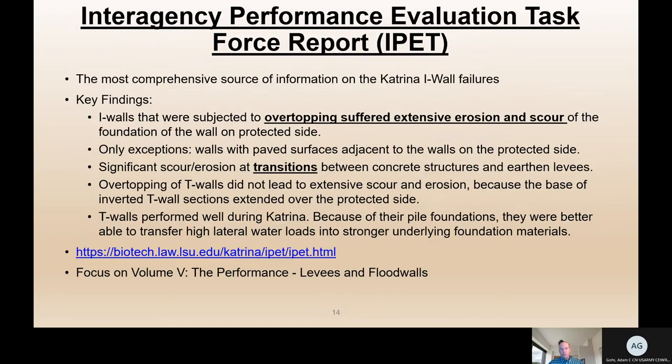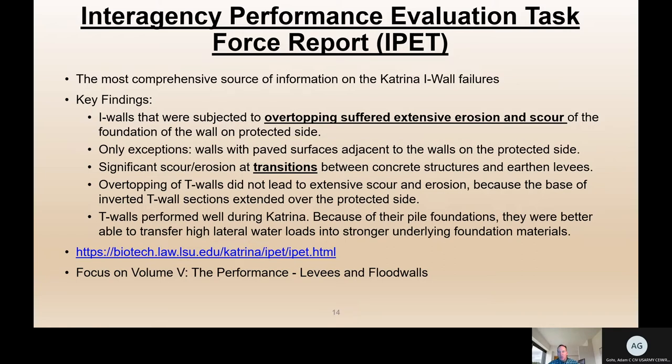So if you're doing some sort of risk assessment for a levee that has an I-wall, you really need to become familiar with the Interagency Performance Evaluation Task Force report, or IPET report, written over a number of years after Katrina by a collection of organizations that included the Corps of Engineers, but also academia, non-governmental organizations. It had a series of findings, but the key findings were those overtopping, extensive erosion and scour that led to failures. There was significant scour and erosion at transitions between floodwalls and levees that caused failures there as well. We're not going to spend a lot of time talking about that, but it's something that needs to be understood. And the I-walls with the floodside gap was the other one.